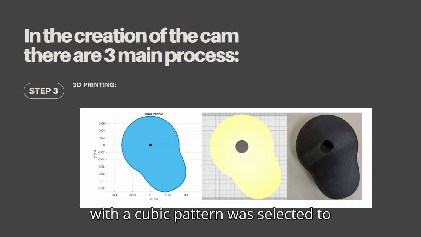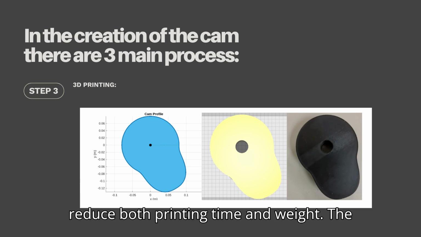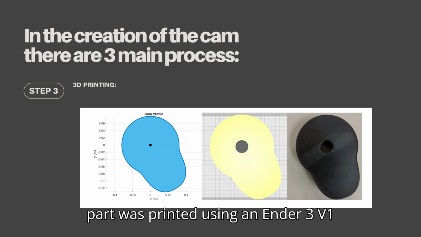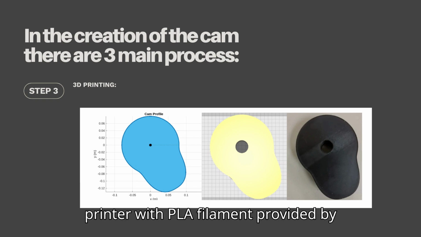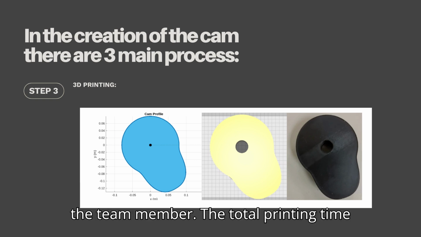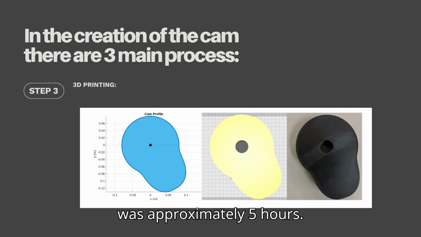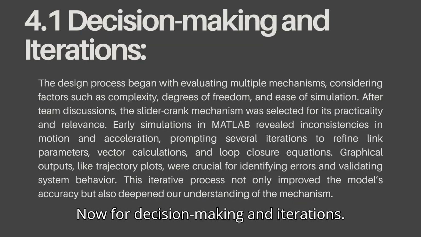15% infill with a cubic pattern was selected to reduce both printing time and weight. The part was printed using an Ender 3 version 1 printer with PLA filament provided by a team member. The total printing time was approximately 5 hours. Now, for decision making and iterations.